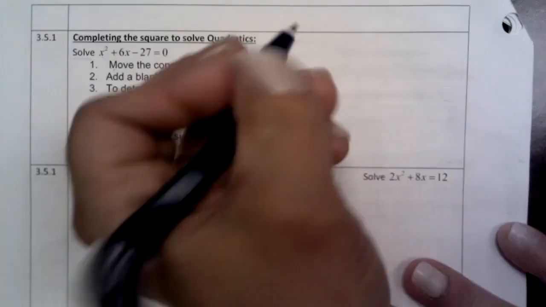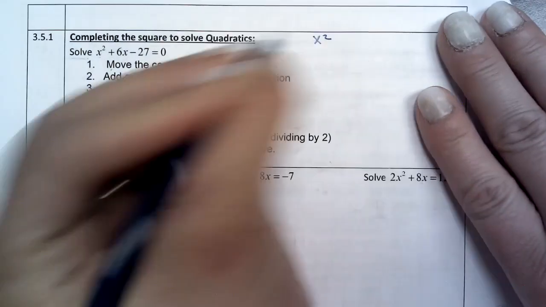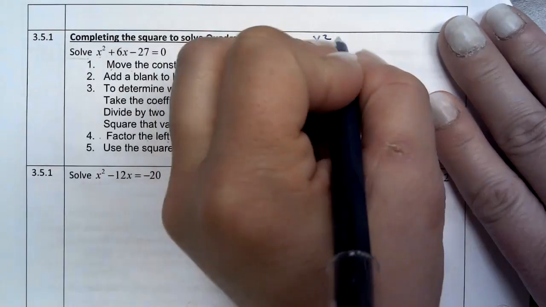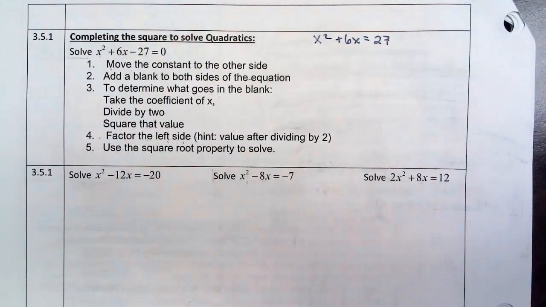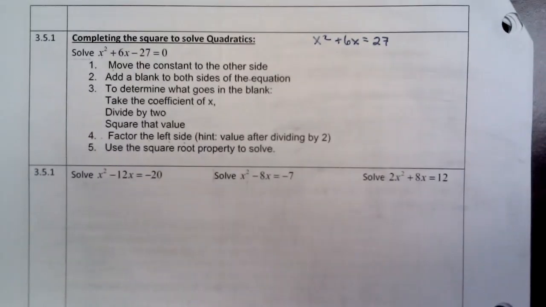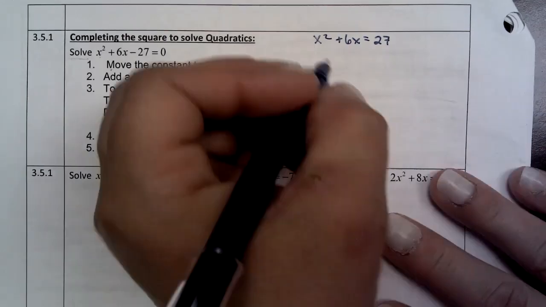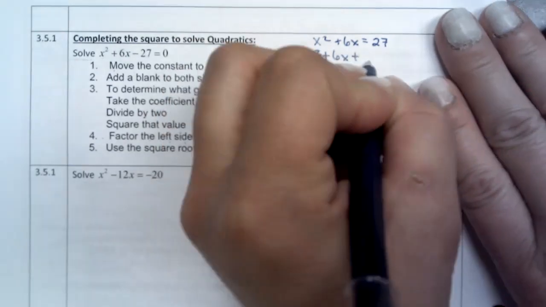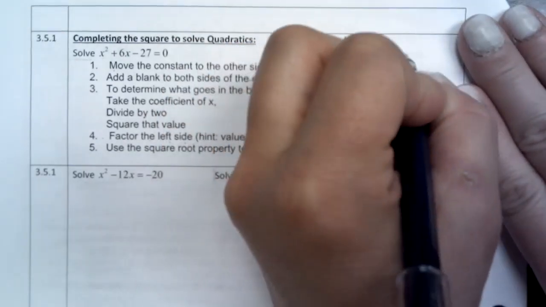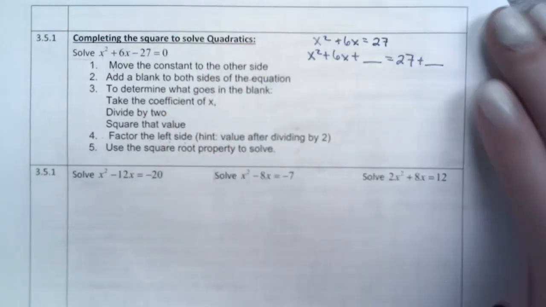Okay, so the very first thing we're going to do, our steps to solve in completing the square, is we're going to move the constant to the other side. So I'm just going to rewrite this plus 6x, and I'm moving the constant negative 27 to the other side, so it's positive 27. And my next thing is I'm going to add a blank to both sides. So I'm going to say x squared plus 6x plus blank equals 27 plus blank.